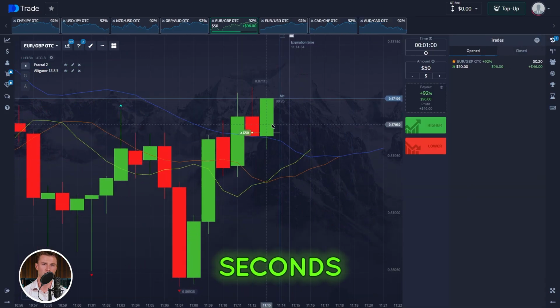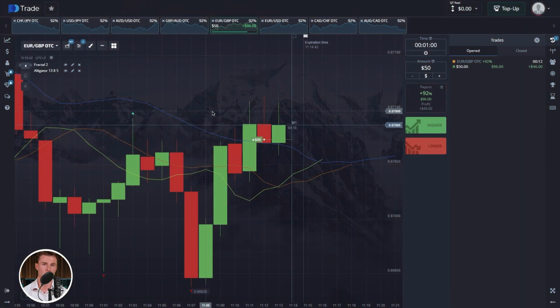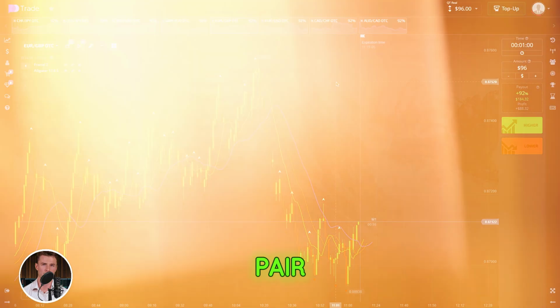We have about 20 seconds left to complete the trade. Let's watch its result. And our first trade easily closes in the plus. Let's continue our trade and pick up the next pair.